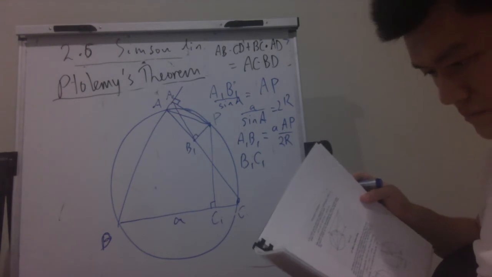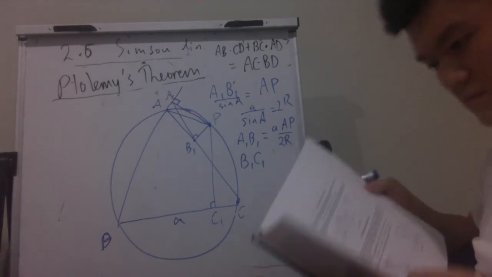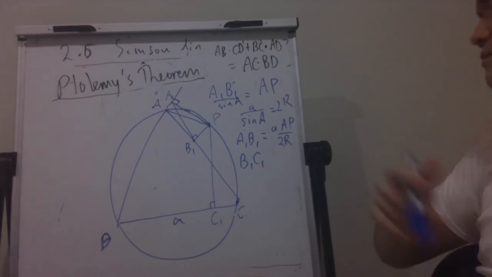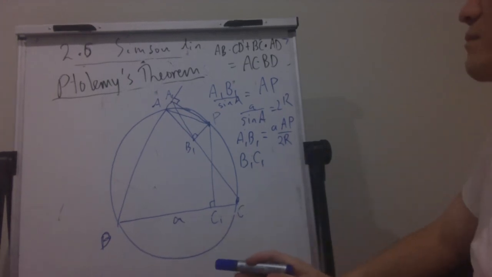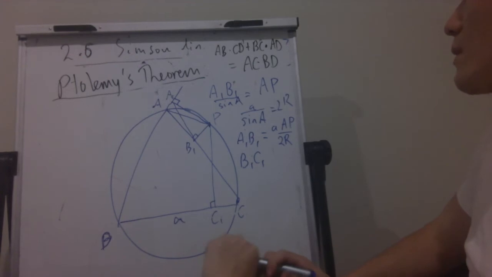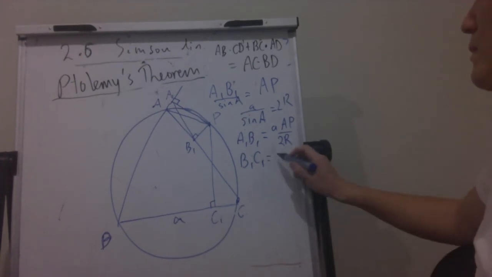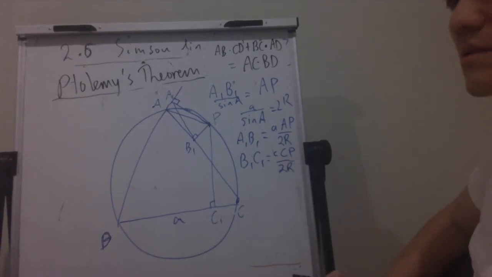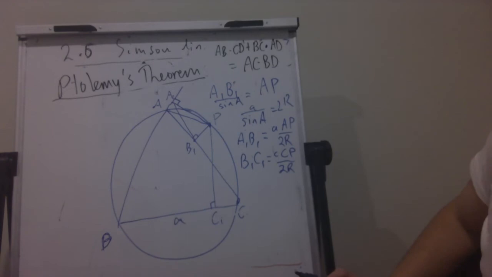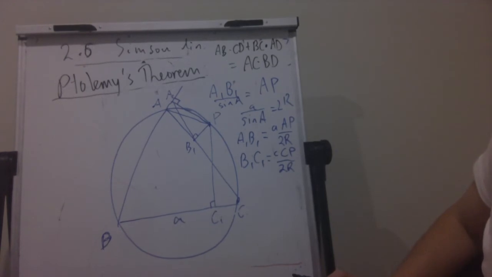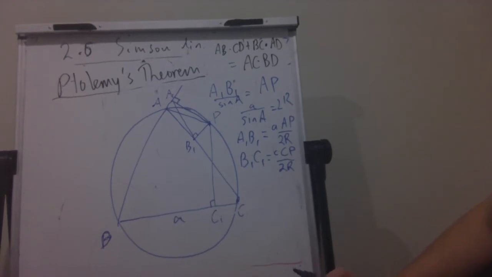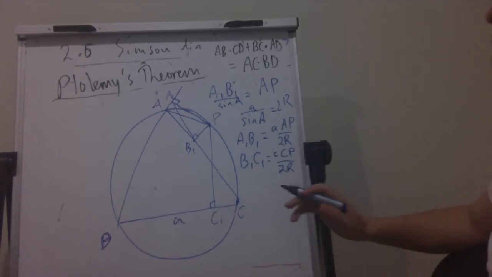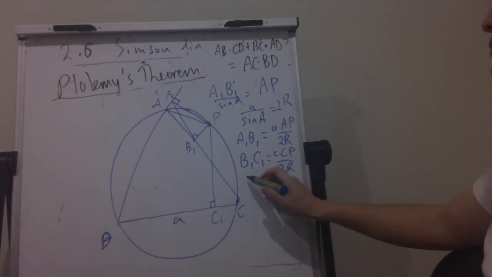B1C1 is like C, and then CP on R, or rather big CP on 2R. It should be so by symmetry. Okay, yep. And then, I guess we labeled them a little bit differently, but then we have A1C1.